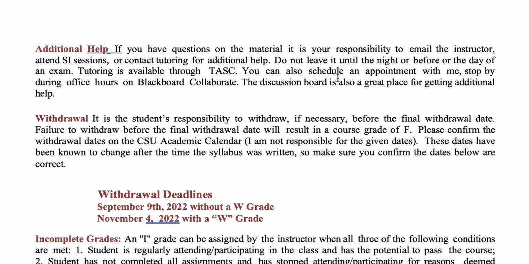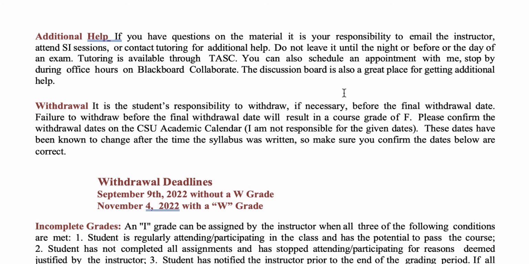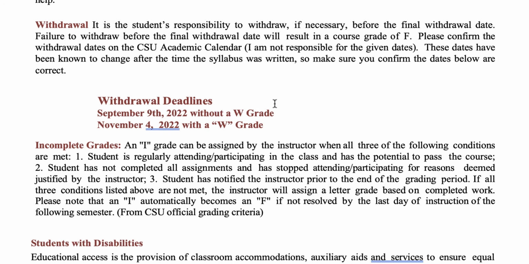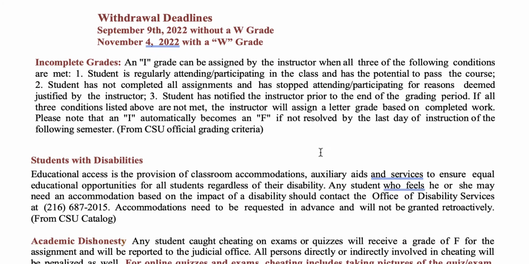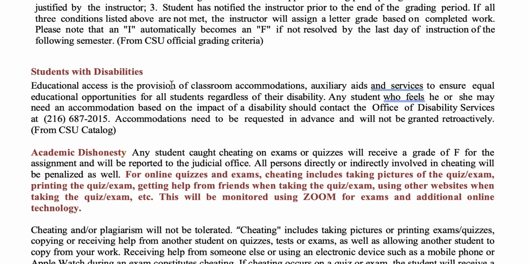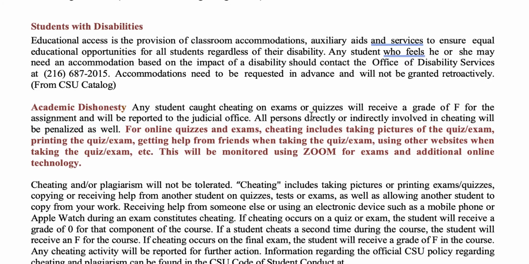If you have questions over the material, then it's your responsibility to email the instructor or get tutoring for additional help. Okay. Withdrawal, it's your responsibility to withdraw if you need. I have some dates here. I don't know if these will be the correct dates. Later, they've been known to change, so I'm not responsible for these dates. You just go to the academic calendar and check the withdrawal dates. You can read about incomplete grades. Students with disabilities, you can contact the Office of Disability Services.